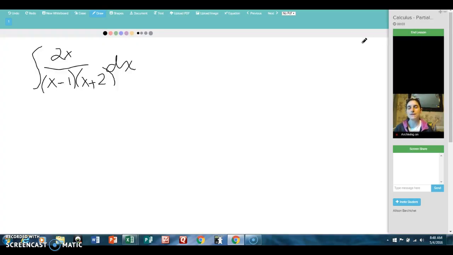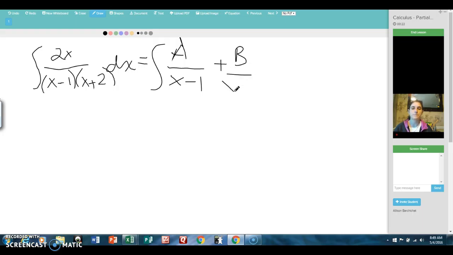We're going to integrate this function using partial fractions. So the first thing I'm going to do is rewrite this as the sum of two fractions with unknown numerators. The first one is some fraction whose denominator is x minus 1, and the second one is some fraction whose denominator is x plus 2.